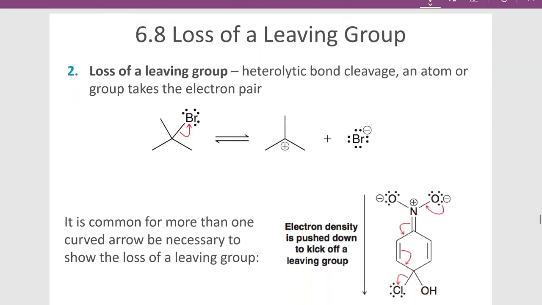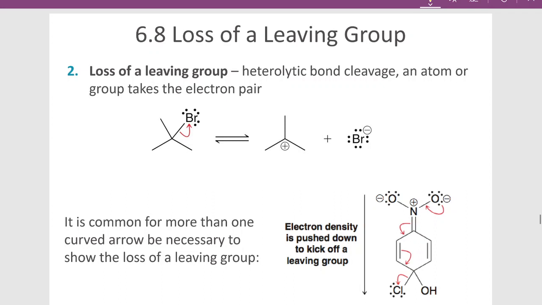All right, and so next we have loss of leaving groups. So this is the other way electrons can move in a mechanism. So the first one was nucleophilic attack. The next is loss of leaving group. Okay, so here we have a heterolytic bond cleavage where an atom picks up and leaves and takes its bond with it as a lone pair. It takes the electrons that were in the bond away as a lone pair.